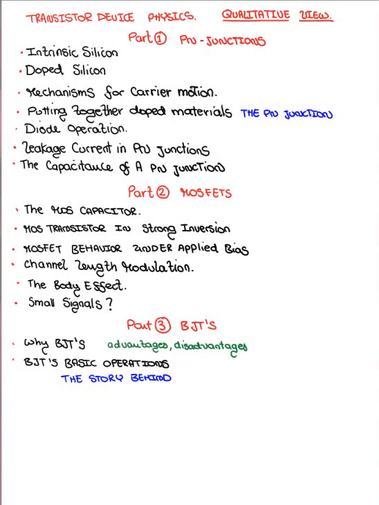Okay, so in these videos we'll be talking about transistor device physics, and we'll take a qualitative view, right? These videos are going to be divided into three parts. The first part is going to talk about PN junctions. We're going to be talking about intrinsic silicon, then what happens when we dope silicon, then the mechanisms for carrier motion, the mechanism for electron and hole motion.